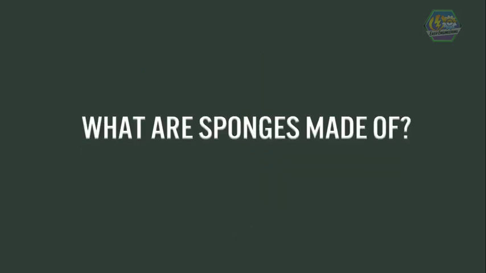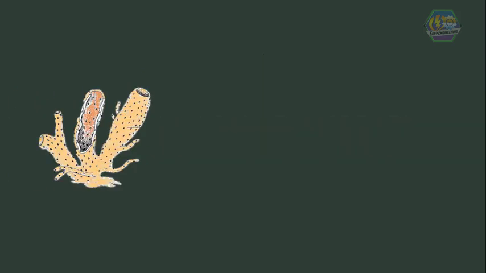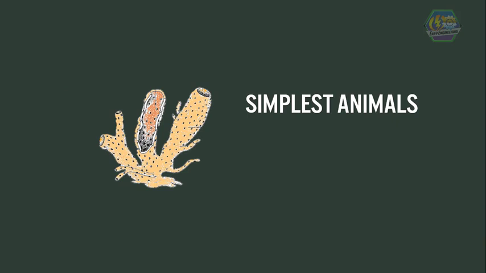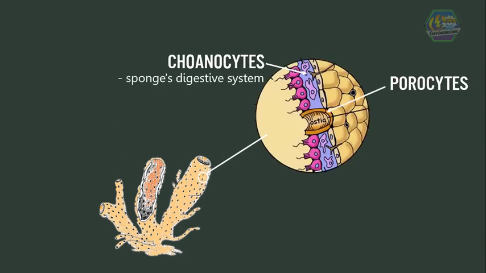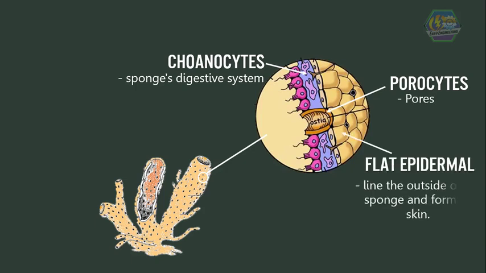So what are sponges made of? Basically, they're called the simplest animals because sponges have only 4 types of cells. Choanocytes function as the sponge's digestive system. Porocytes make up the pores. Flat epidermal cells line the outside of the sponge and form its skin.